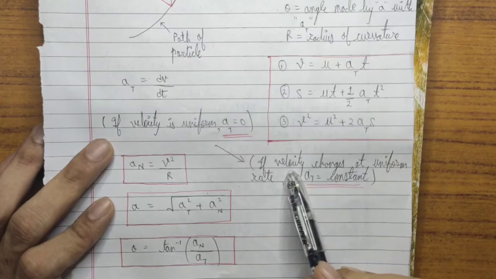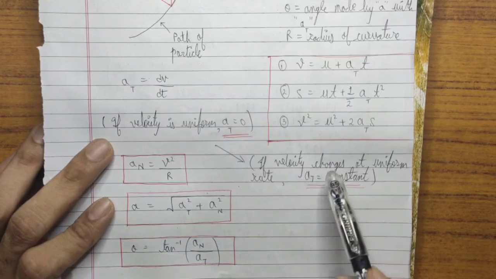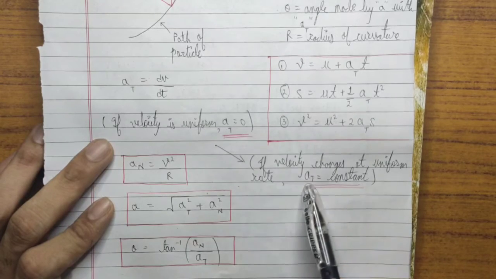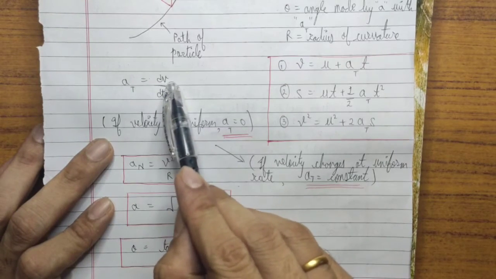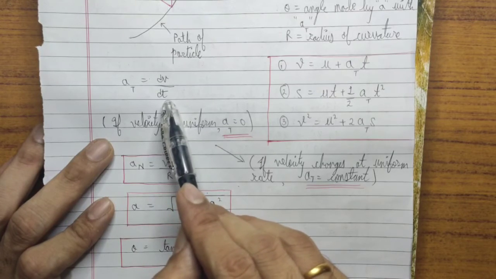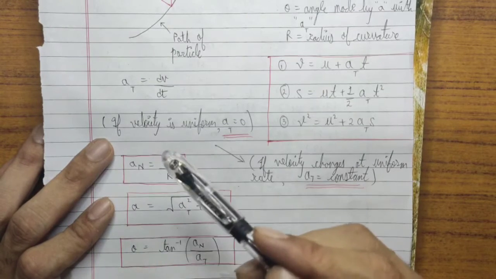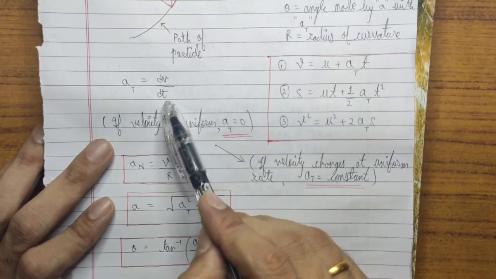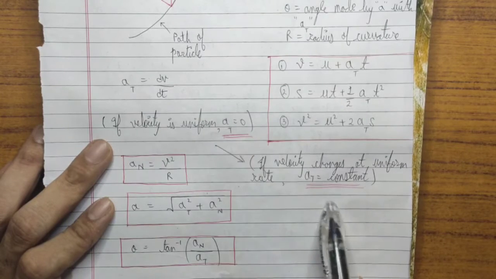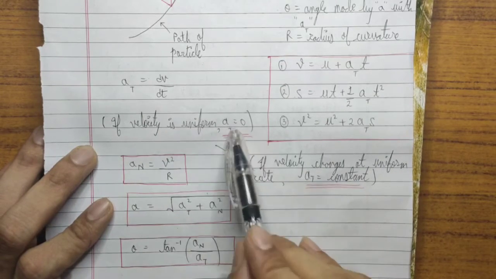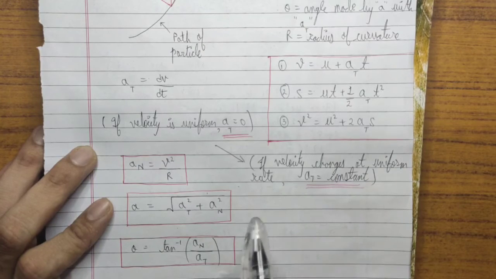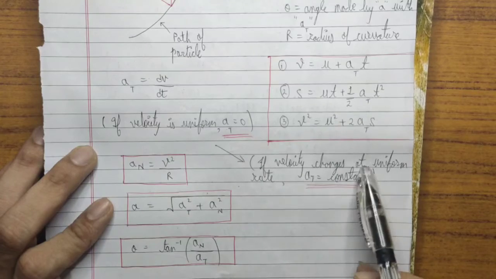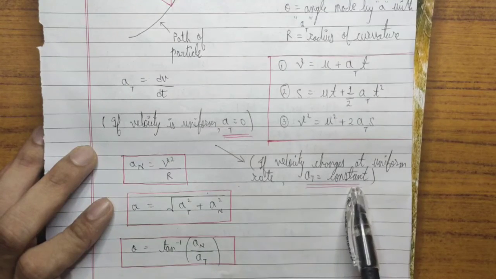If you observe here, the change in velocity is 5 km per hour, which is uniform. So in that case the acceleration is not equal to 0, it is constant. Why? Because the change in velocity with respect to change in time is always constant. That is why AT is equal to constant. These are two cases where you will always get confused, but do not get confused. Just remember that when velocity is uniform, acceleration is 0. But when velocity changes at a uniform rate, acceleration is constant.